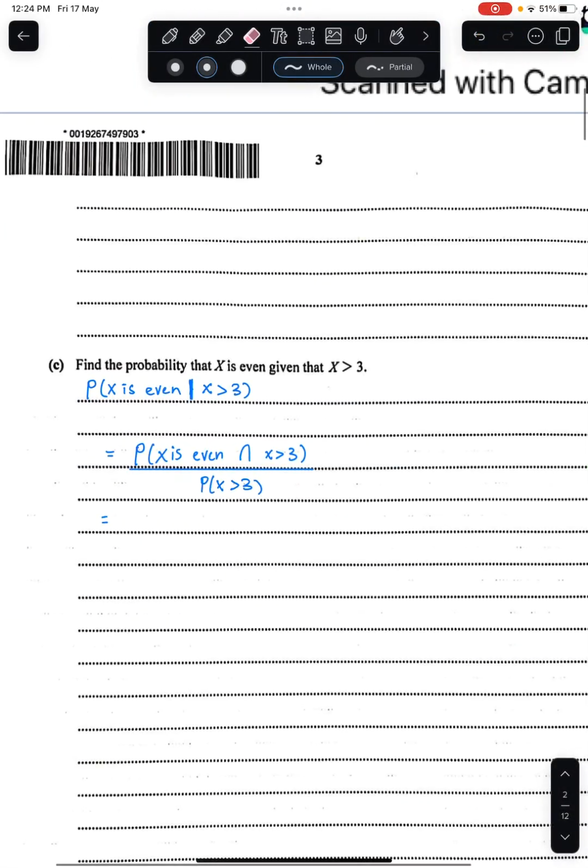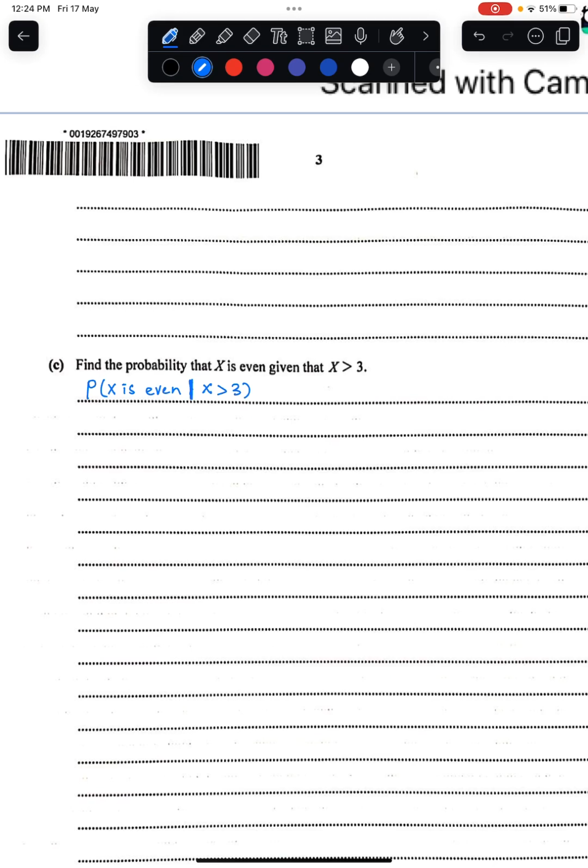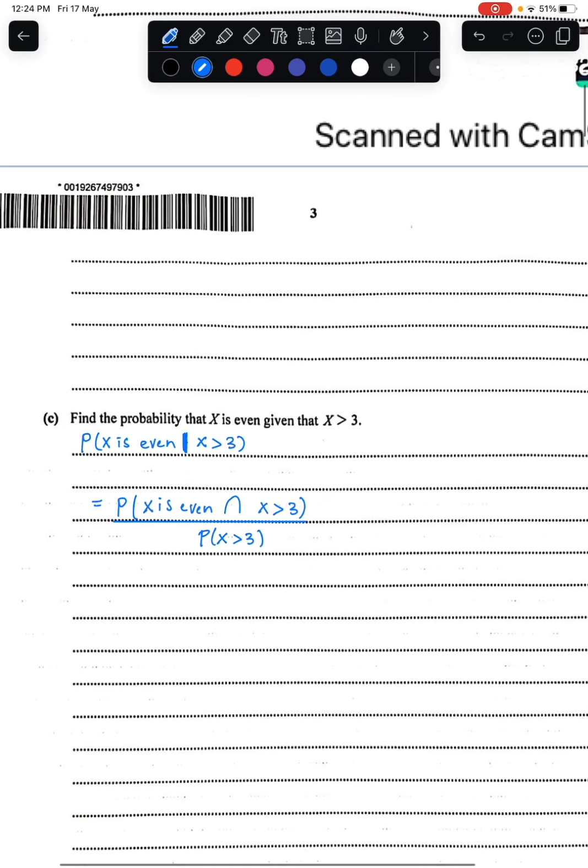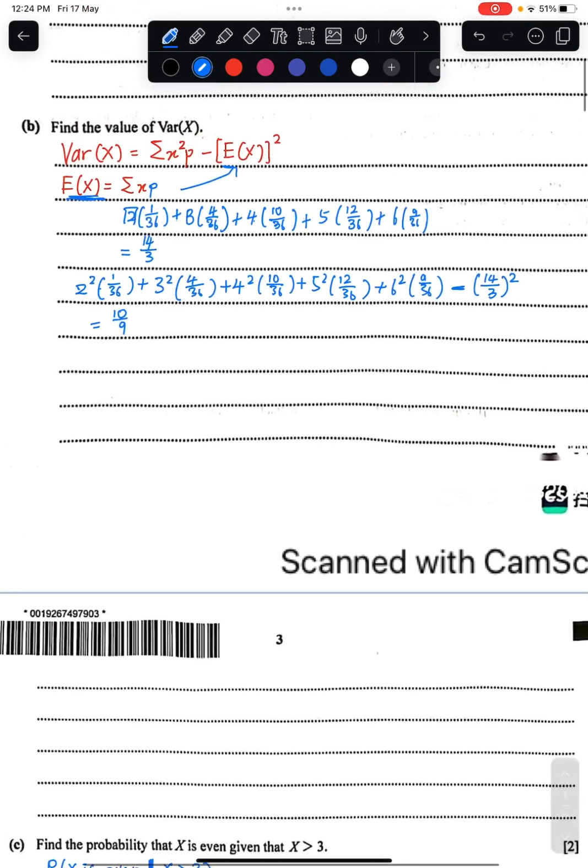Okay, now to do part C, a given question is very simple. Don't get scared. So you write it down like this. Probability of x is even, given, this line means given, x is larger than 3. Then the next step is you write it out like this: probability that x is even and x bigger than 3, divided by the probability that x is bigger than 3. So don't get scared about the intersection.